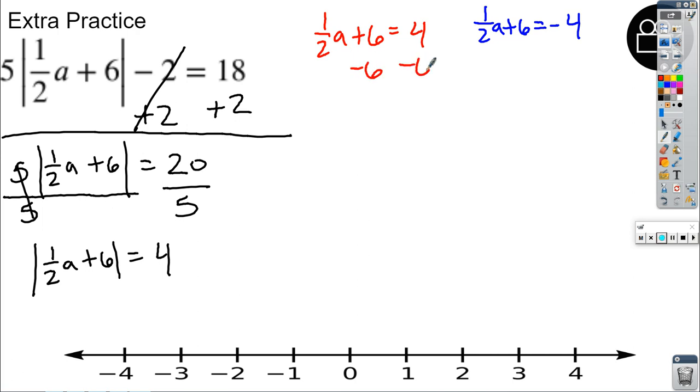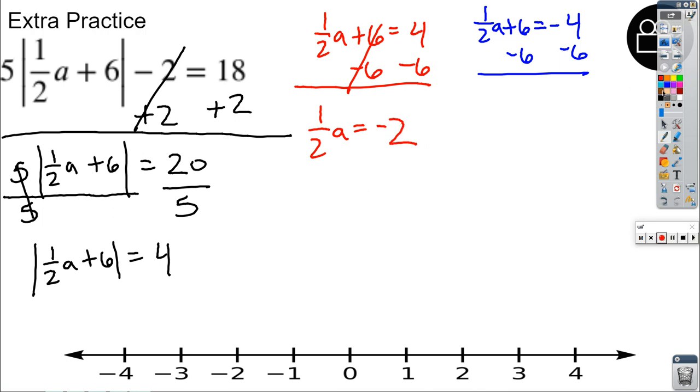Negative 6, negative 6, 6, and negative 6. And then we go ahead and calculate and simplify what we have here. So we're canceling. I have 1/2 a equals 4 minus 6, so that's subtraction, negative 2. And then on my other one, 1/2 a equals negative 4 minus 6. These are the same signs, so I'm going to add them, so negative 10.